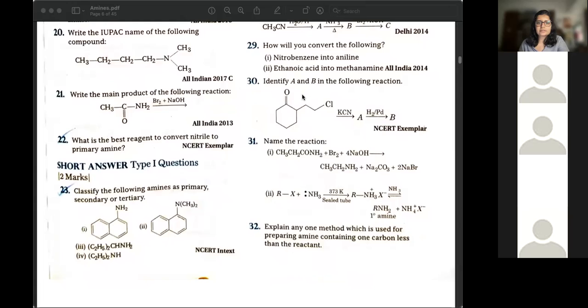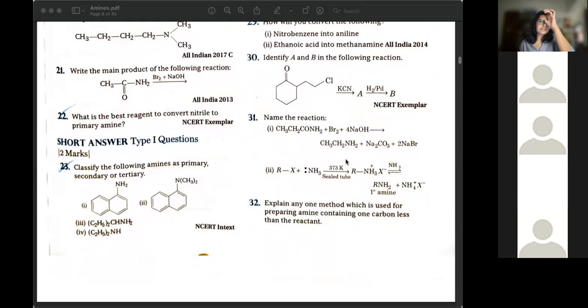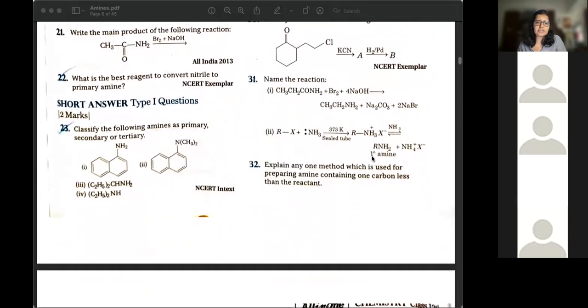30, all of these are the same. So this will give you an idea of what sort of questions to expect. It's not going to be purely direct questions of the preparation methods you learned. It's going to be a mix of all of the reactions that you have studied.